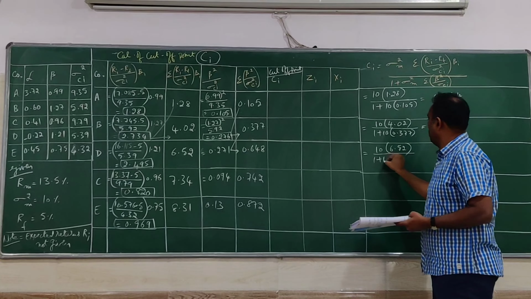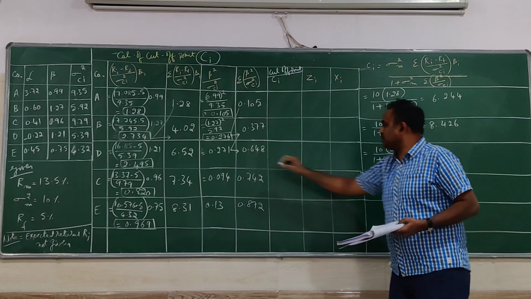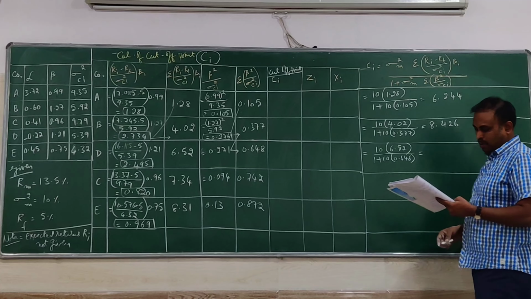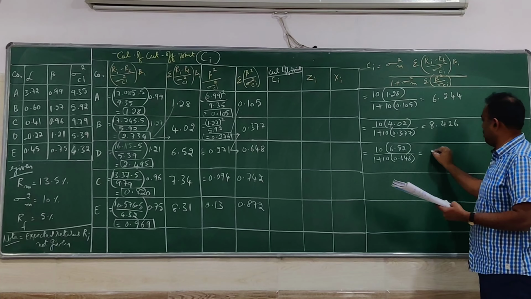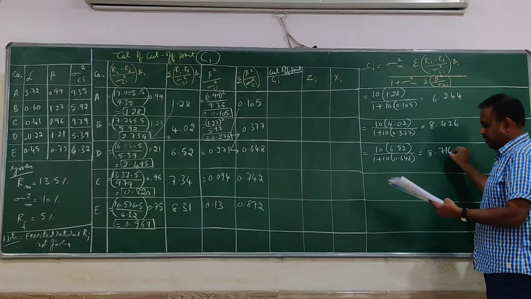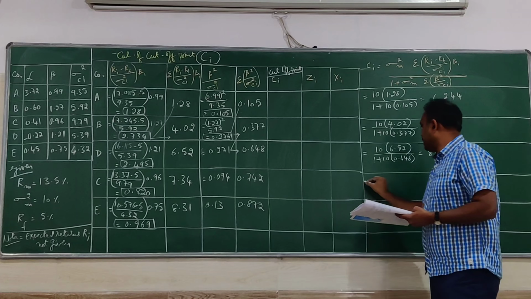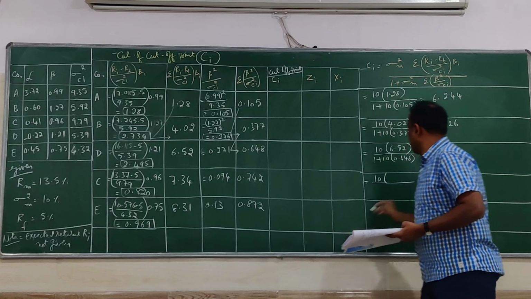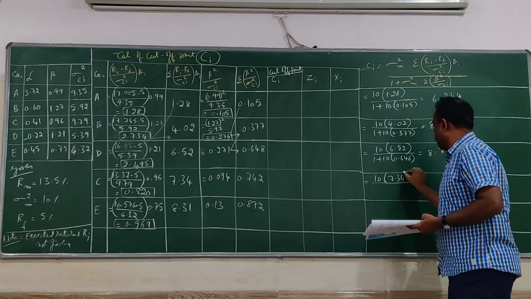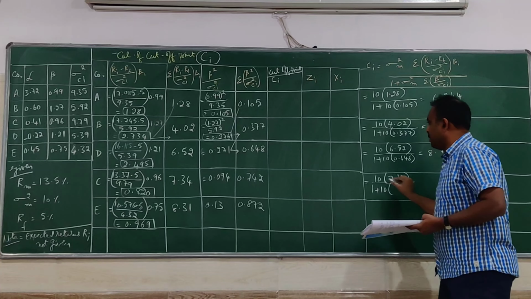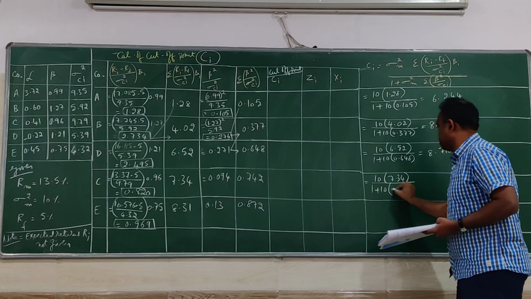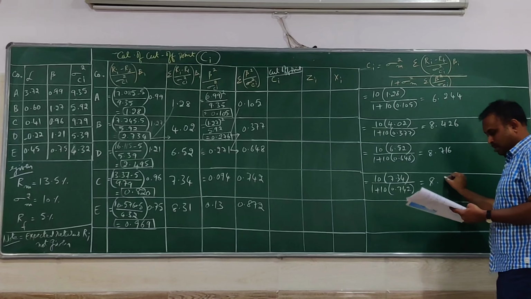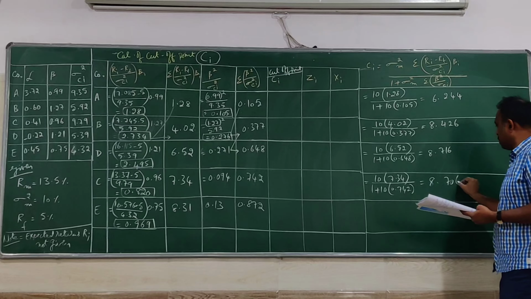6.52. Next, 0.648. So for D we are going to get 8.716. Next for C, 7.34. Then 0.742. We get here 8.706.